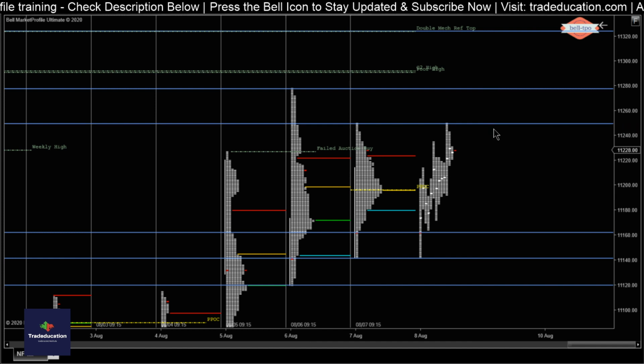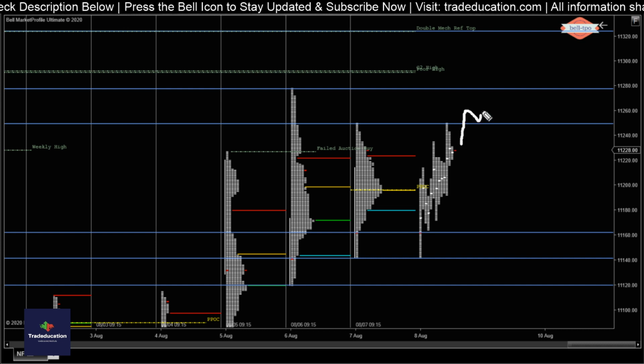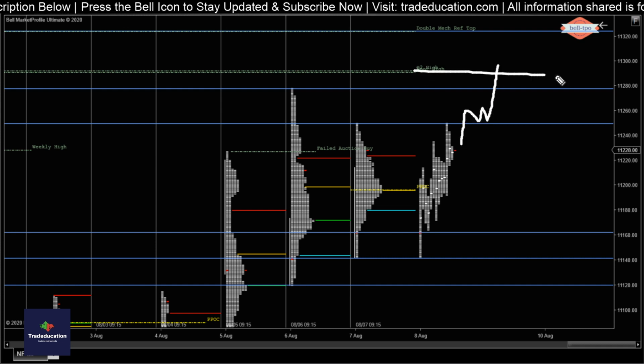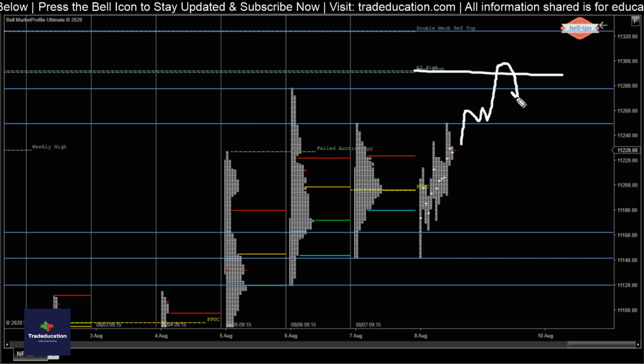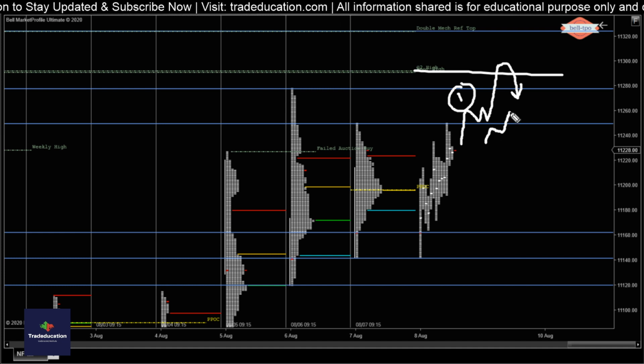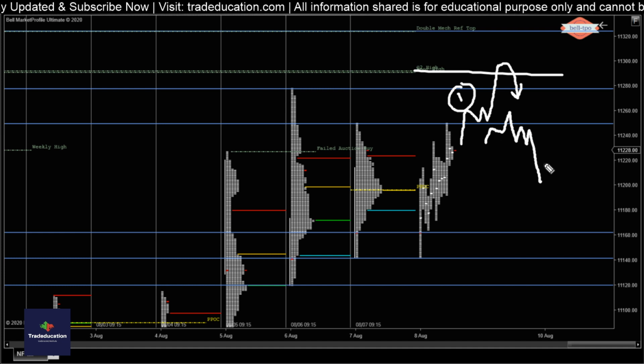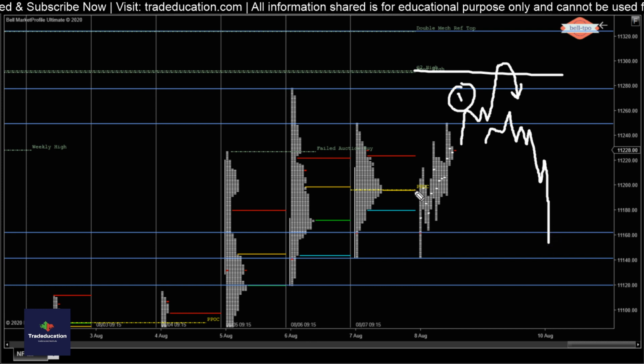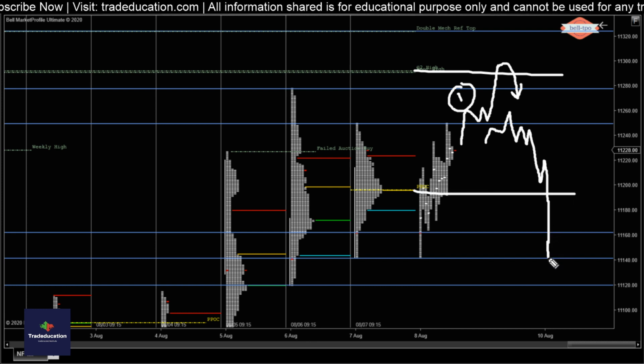So some of the potential auction development paths which I'm seeing is auction trying to go high and reach this G2 high reference level, and that's where the sellers step in. So this is the first auction development path. Second auction development path is it tries to reach higher and sellers step in, and then the auction comes down and maybe tags the peacock, and then we see continuation to the downside. This is the second auction development path.